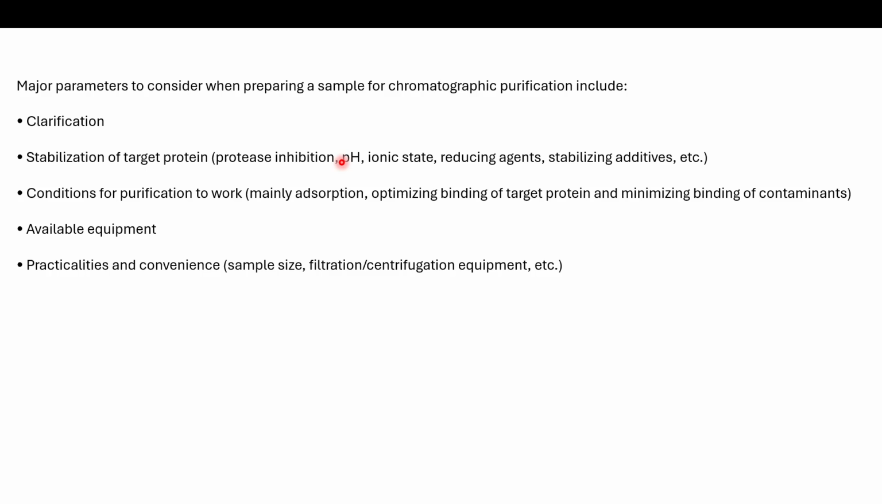We have to maintain a proper pH, definitely, because we saw in the previous tutorials how the surrounding pH of the medium affects the overall charge on an amino acid and hence the complete amino acid sequence. So the pH of the solution or the buffer has to be taken into account. What are the different reducing agents in the solution? What are the different stabilizing additives that have been added? And then what are the conditions for purification to work? Mainly adsorption: how much buffer and how much sample has to be added for it to properly bind to the matrix.